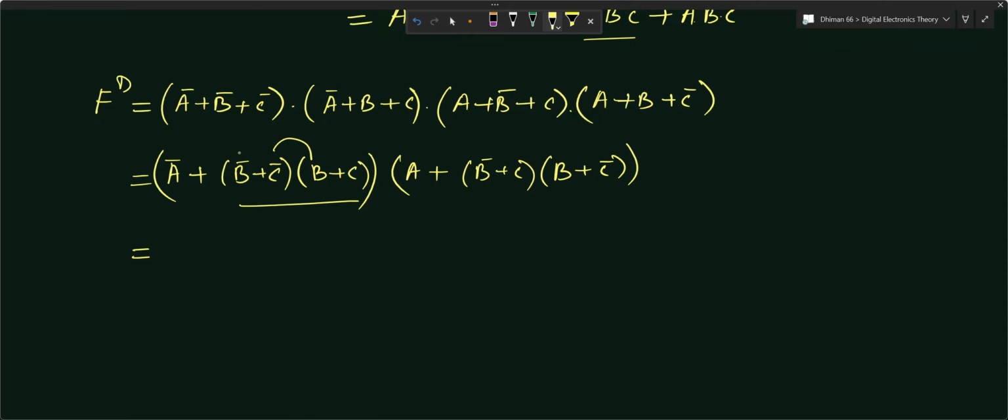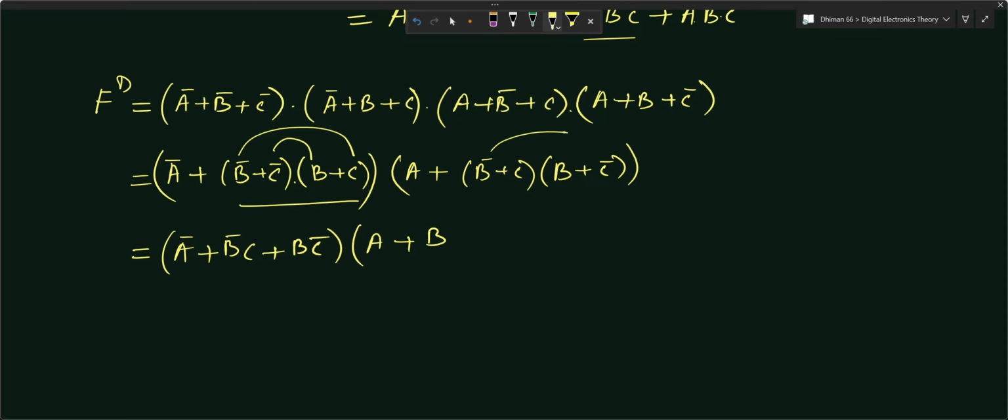This will be multiplied with this one, and this first term will be multiplied with the fourth term, and this c bar will be multiplied with b. So here we can write a bar plus b bar c plus, this multiplication will be replaced by addition. Okay, so here we have b c bar. Here also we will be having a plus b bar.